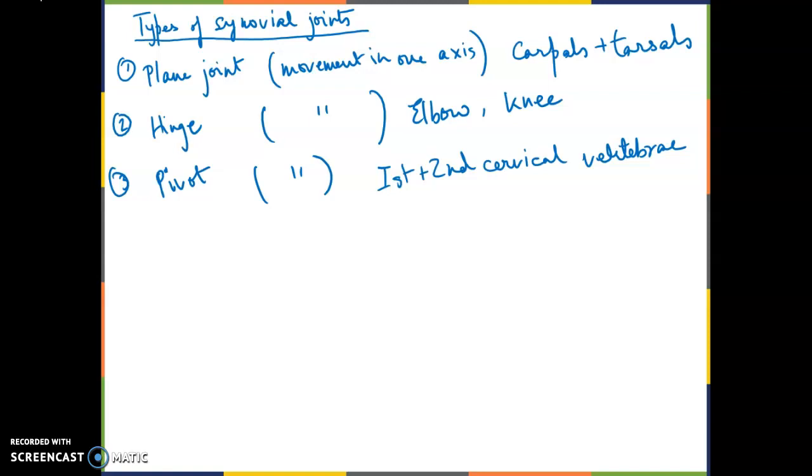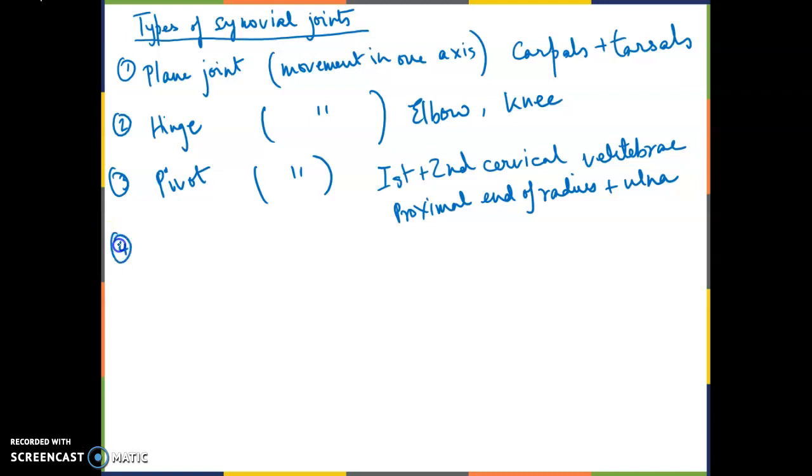Another place where we find pivot joint is your proximal end of radius and ulna. I have a picture of that one too. So these are the two areas, proximal end of radius and ulna, and between the first and second cervical vertebrae we have pivot joint. And remember, in pivot joint we have movement in one axis only.